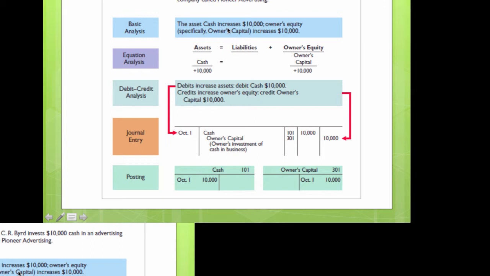Then we analyze the transaction to determine which two accounts are affected. Remember, we need to affect at least two accounts. In this case, it's determined that the cash is increased by $10,000 and owner's equity is increased by $10,000.